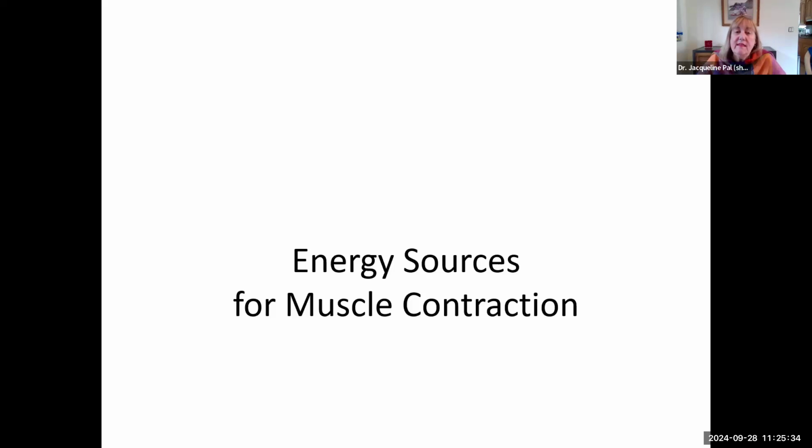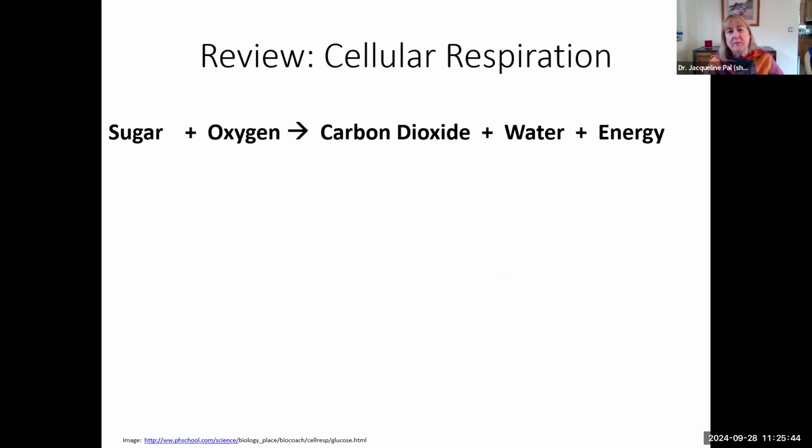Welcome back. In this section, we're going to talk about energy sources that we have for muscle contraction. And the good news is you already should know most of this section. So let's start with reviewing cellular respiration, our basic equation. Hopefully you know this. If not, let's make sure you do.